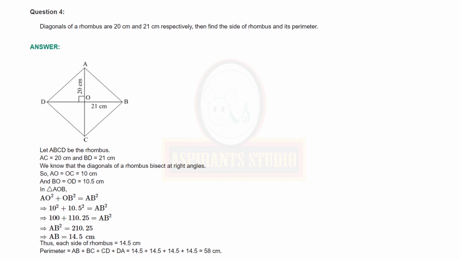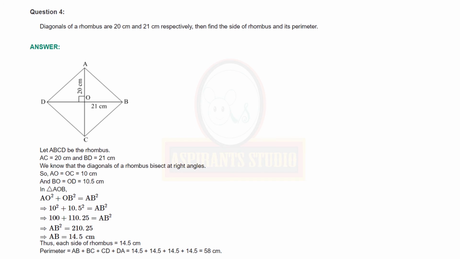Now write the solution. Let quadrilateral ABCD be the rhombus. Put the symbol for quadrilateral before it. AC is equal to 20 centimeters and BD is equal to 21 centimeters. We know that the diagonals of a rhombus bisect at right angles. So first we have to write the bisecting parts. AO is equal to OC is equal to 10 centimeters and BO is equal to OD is equal to 10.5 centimeters.